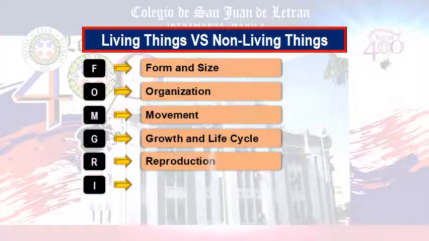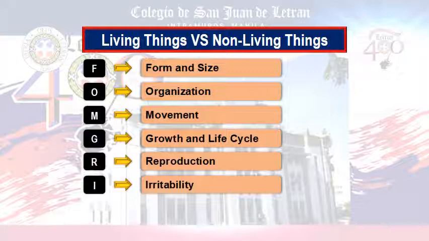Next, reproduction. This is defined as the ability of the organism to create another one of the same kind. Living things reproduce by using the materials within their bodies, a characteristic which non-living things do not have. Next, irritability. Living things react to changes in the environment. This acts as stimuli that induce responses by the organism.